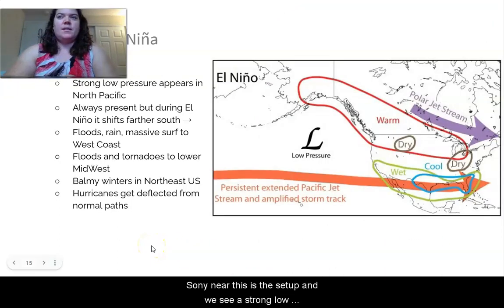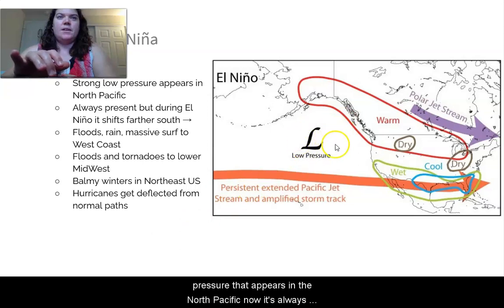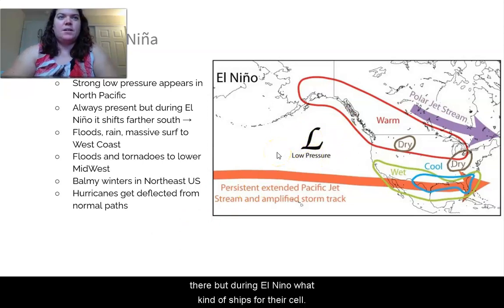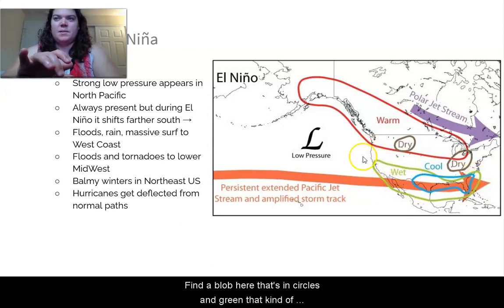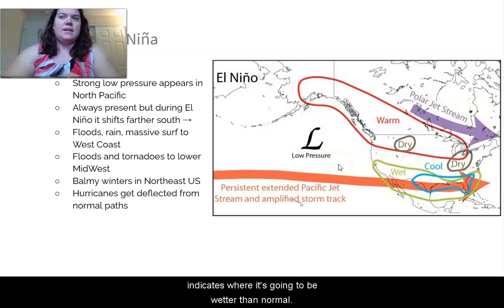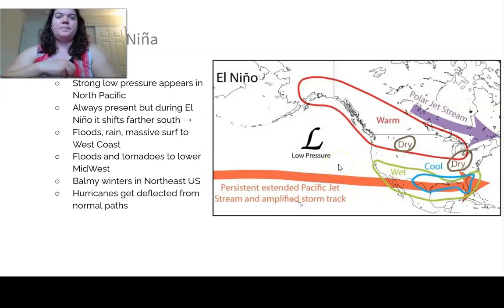Okay. So in El Nino, this is the setup, and we see a strong low pressure that appears in the North Pacific. Now it's always there, but during El Nino it kind of shifts further south, which leads to flooding, rain, and massive surf to the west coast. Right? So there's a wet kind of blob here that's been circled in green. That kind of indicates where it's going to be wetter than normal.